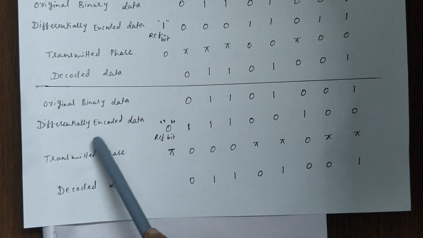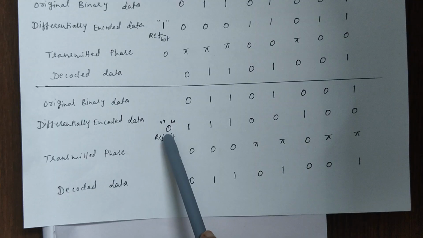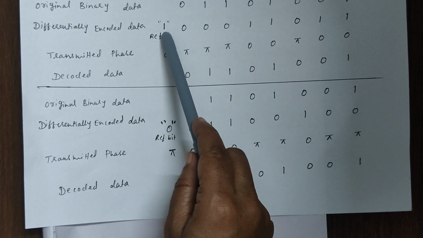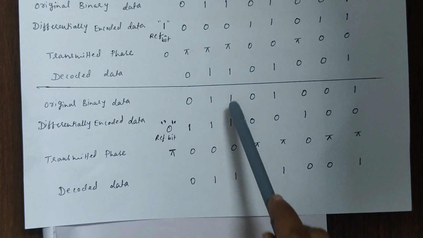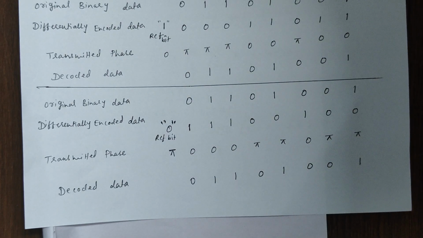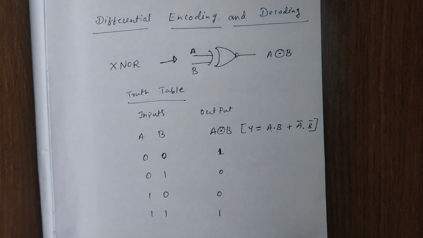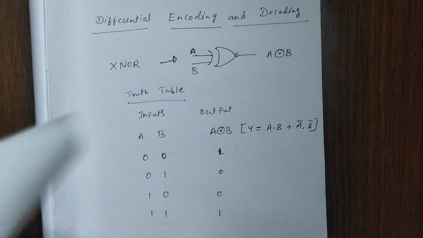See, when we differentially encode the data, whether you assume the reference bit 0 or 1, when you decode the data, you will get the same. With this example, I think this is clear to you people. Now let us take one example and write the differentially encoded and decoded data.